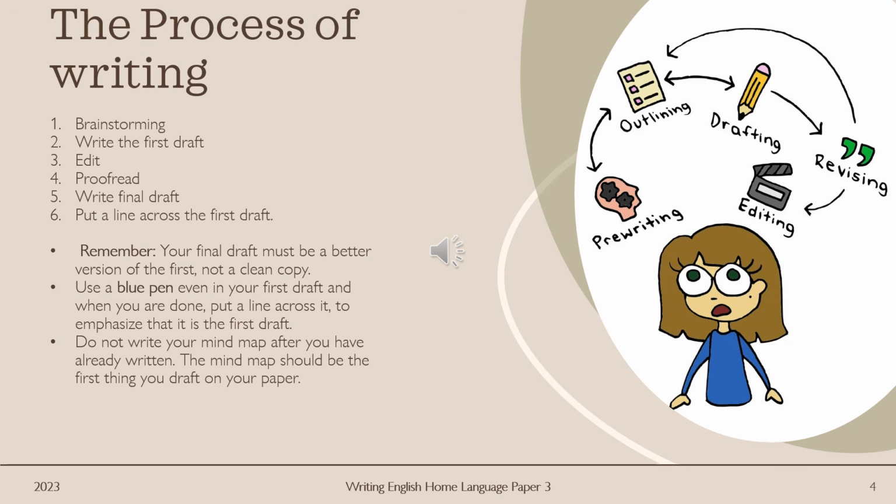and then you proofread. What do you do when you proofread? In step number 4, you are checking for your grammatical errors. You're checking that your punctuation is right, your spelling is right, your use of capital letters and small letters is right, that your concord is correct, tenses are correct. And then, once you are done, you write your final draft.